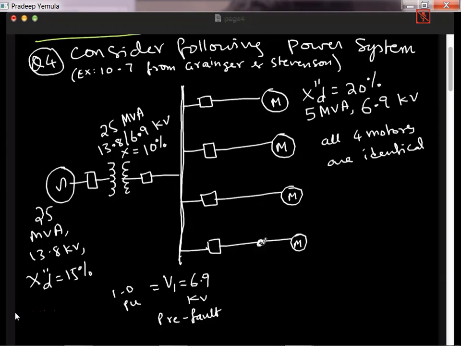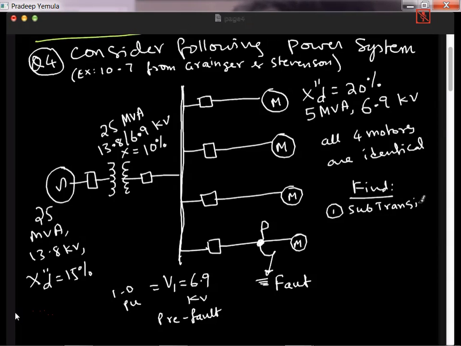So there is a point P. At that point P, fault occurs. So this is a three-phase fault occurring at point P. For the fault specified, determine the subtransient current in the fault. So what we have to find out is the subtransient fault current. What is subtransient fault current? That means immediately after the transient, how much is the fault current? Immediately when the fault has come, what is the fault current?